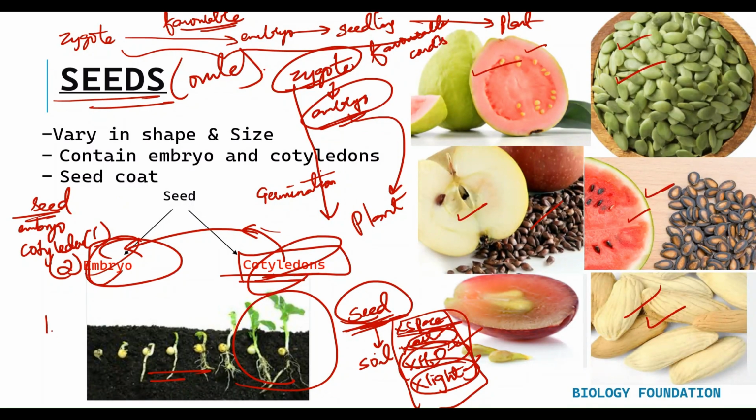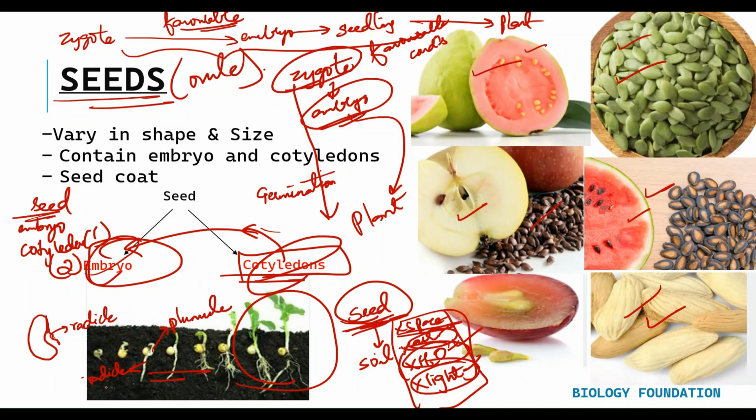Now to this axis, if you consider this is a seed, you see a small structure that starts developing first, which grows downwards into the soil. This is called radical. The initial structure that is formed, as the embryo starts developing, is called radical. And there is one more structure which is growing upwards, that is called plumule.